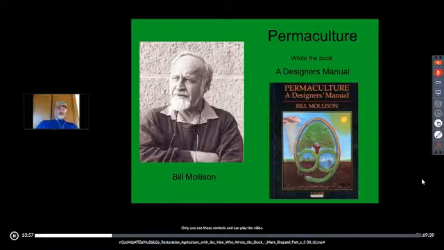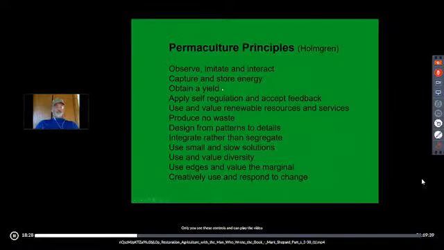We want to capture and store energy, obtain a yield, and yield can mean many things, from food to artistic to industrial ingredients to beauty to spiritual renewal, etc. Apply self-regulation and accept feedback.